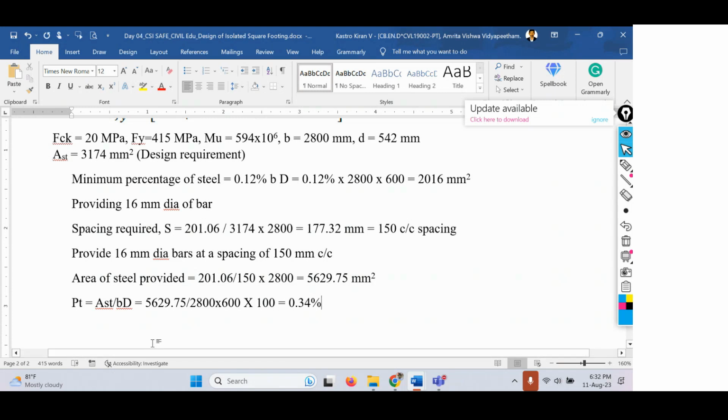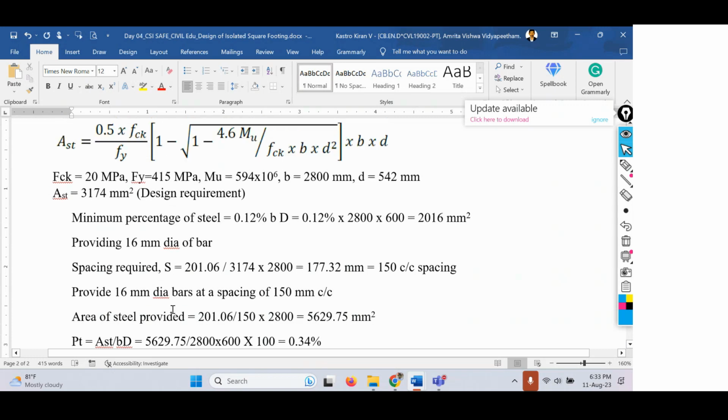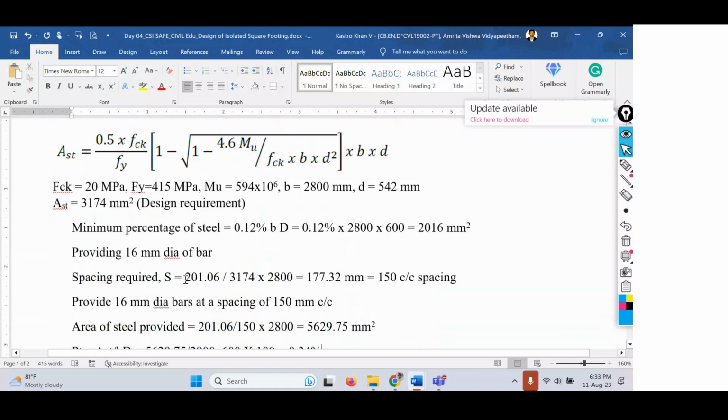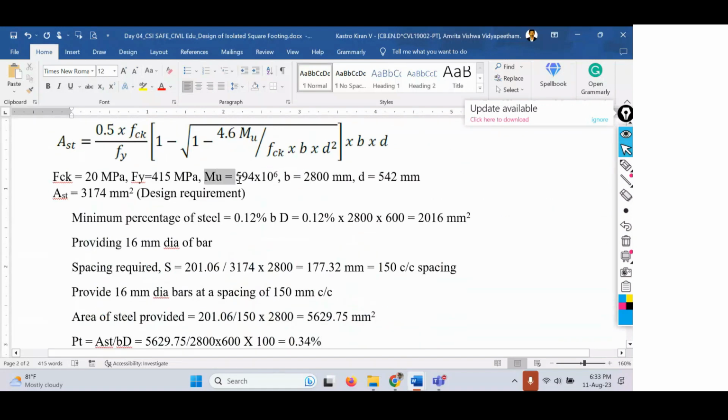Based on this calculation, we have to verify whether the depth we have provided is safe enough in the shear criteria or not. That we have seen in the last session, same calculations, nothing much changes here. This is how we can decide the depth of the footing based on flexural criteria. What is meant by flexural criteria? It is nothing but finding out with respect to the moments.